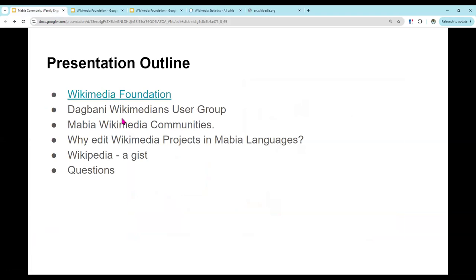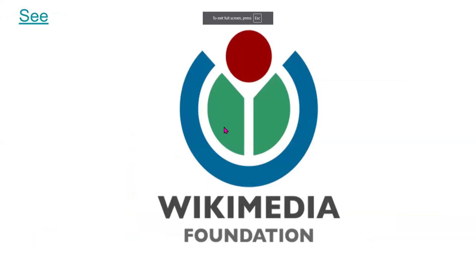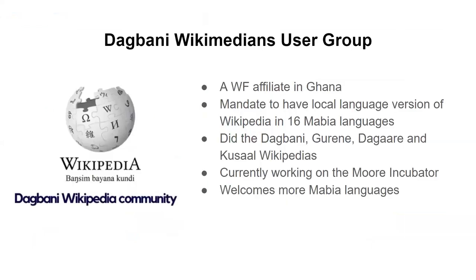Now, the other aspect of this presentation is the Dagbani Wikimedia subgroup. We are a Wikimedia Foundation affiliate. The Wikimedia Foundation, in order to accomplish their aim of making knowledge freely accessible to everybody across the world, has to cast its net wide and include all manner of persons. So they have affiliations: we have chapters, then we have user groups. In Ghana, I think we have three user groups, and the Mabia Wikimedia user group happens to be one of them.